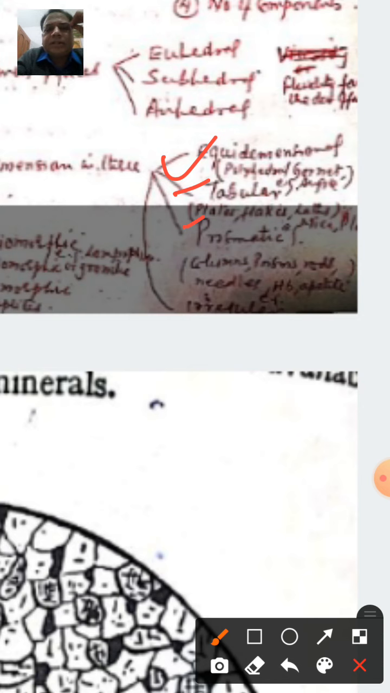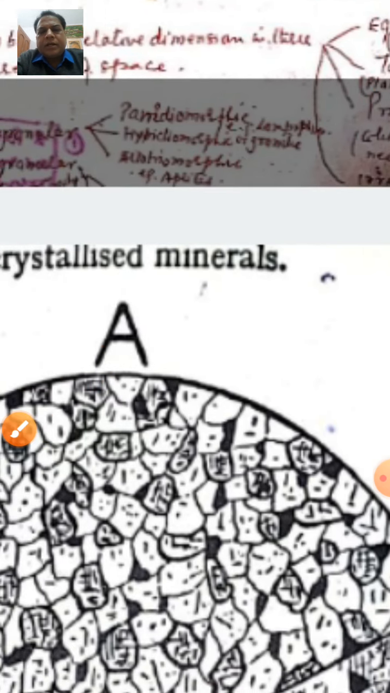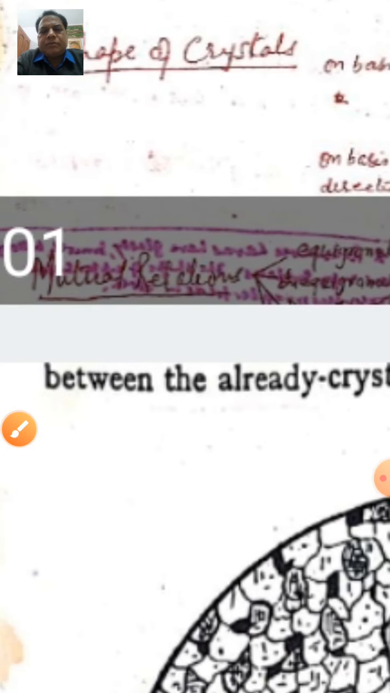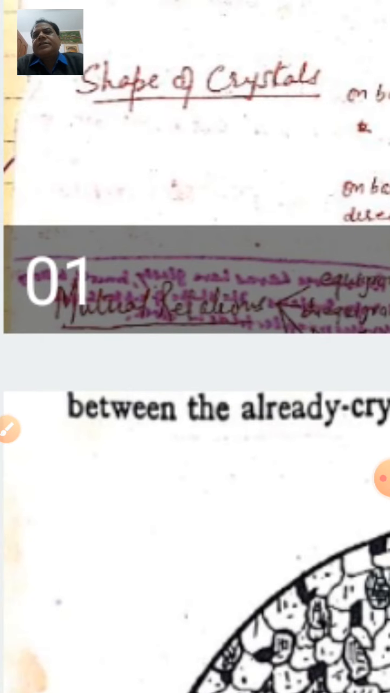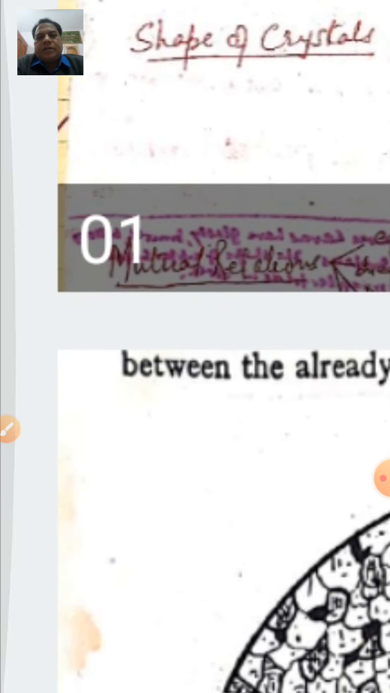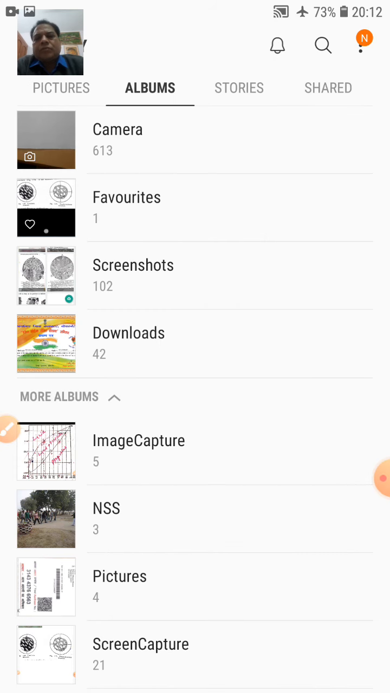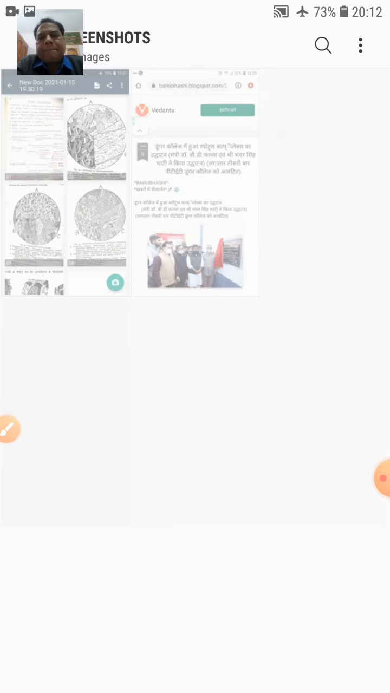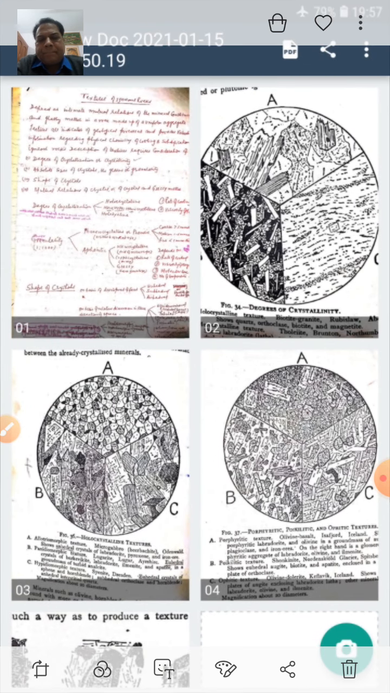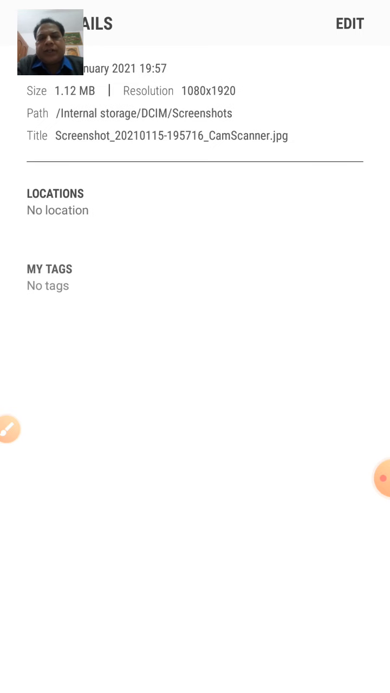Now the most important, the mutual relations of the grains. Further dividing on the mutual relations, we can say if the grains are equigranular and have euhedral shape, then the texture term will be pandiomorphic, right? Now various textures I can show here.